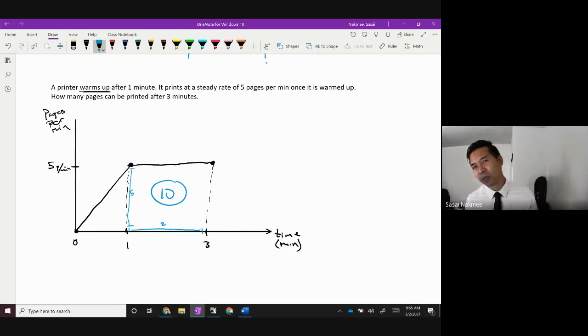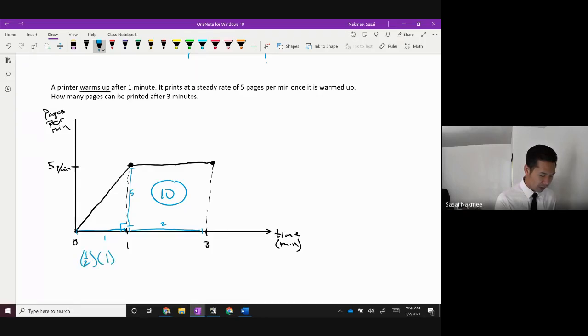Now that's not the total number of pages that gets printed in 3 minutes, is it? What's the total number of pages that gets printed? Well, how many pages get printed here? From here to here, we have a base of 1, right? So if I calculate it using the area of a triangle, because that's what this looks like, a right triangle here, I'm going to have 1/2 times the base times the height. So how many pages get printed there? 1/2 of 1 is just 1/2. What's 1/2 of 5, guys? 1/2 of 5 is what? 2.5.